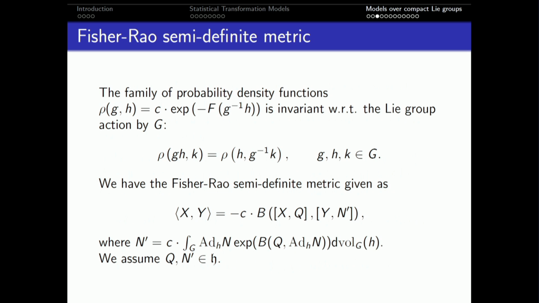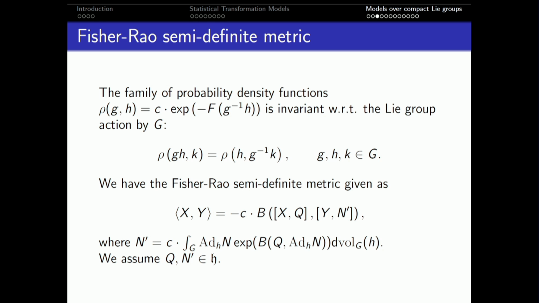And then we can compute. First, we can show that this probability density function enjoys invariance with respect to the Lie group action. And we can also compute the Fisher-Rao semi-definite metric in a very explicit manner, which is given by this one. Here's a trick: I have switched from N to N prime, which is defined by this kind of integration formula, but in any case it is still explicit. One additional technical assumption is that Q and N prime sit in the same Cartan subalgebra, but I think this is very technical and not an essential condition.